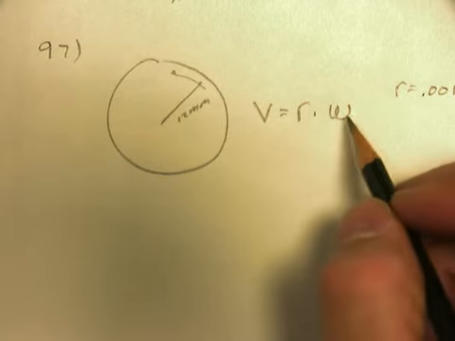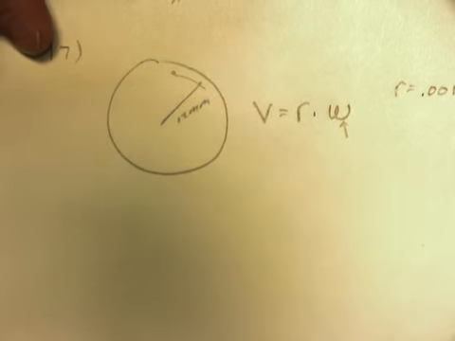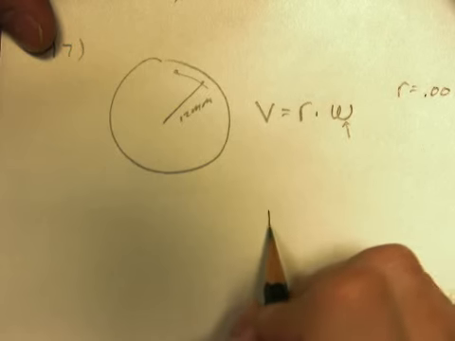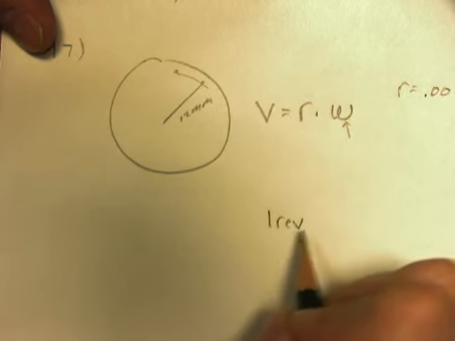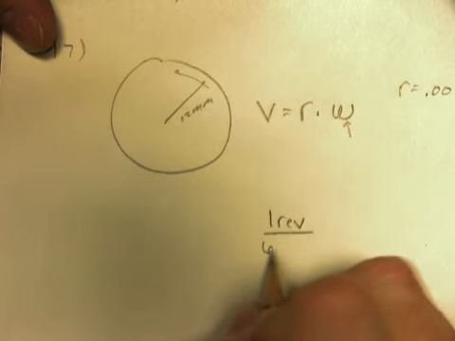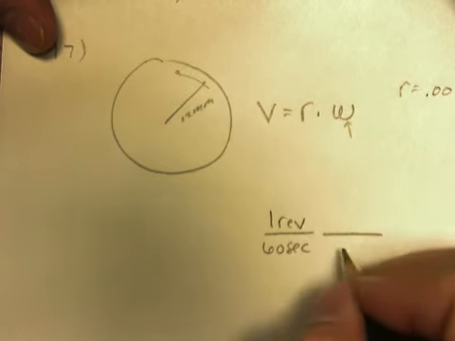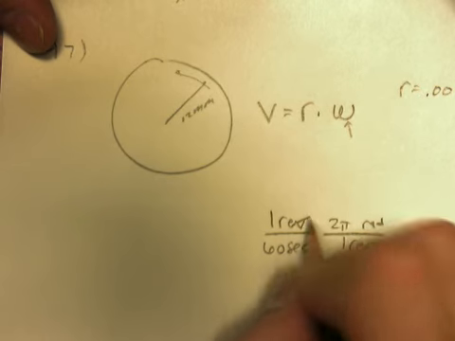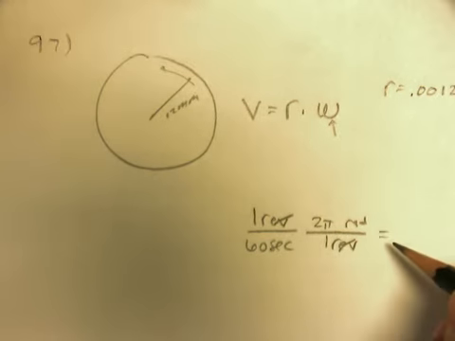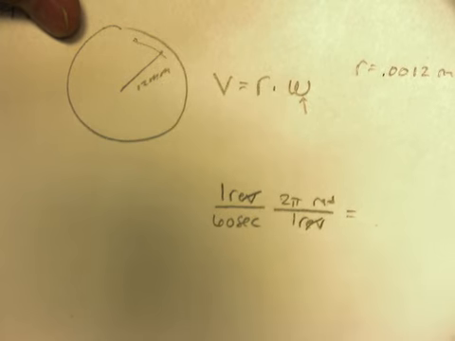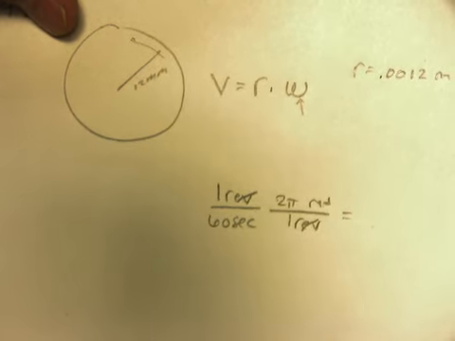And now the tricky part is the angular velocity. Now we all know that a second hand makes one revolution in 60 seconds. And remember that one revolution is equal to 2 pi radians. So we can find this in radians per second. So it's 2 pi over 60, or pi over 30.